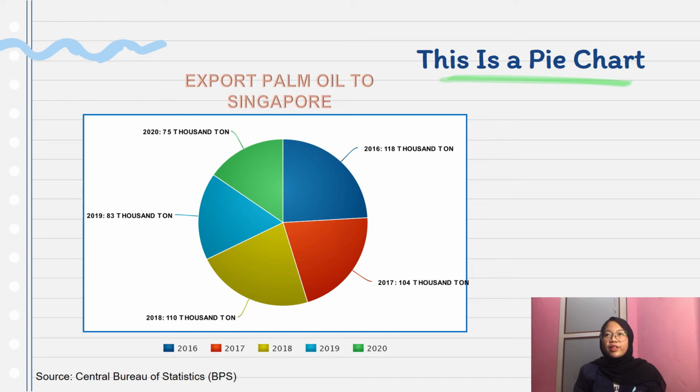In 2017, export palm oil to Singapore were 104,000 tons. In 2018, the export of palm oil increased to 110,000 tons, then gradual decrease to the 83,000 tons in 2019. At the end of period, the export volume of palm oil steadily decreased to 75,000 tons. With the pie chart, it is easier for us to understand.